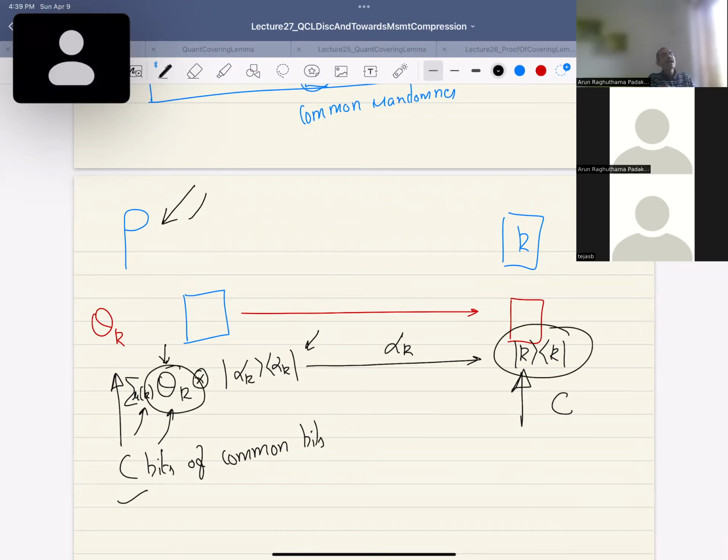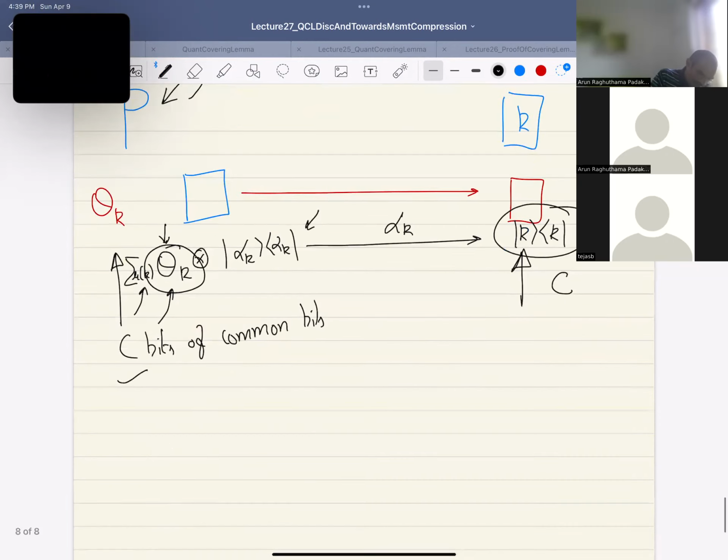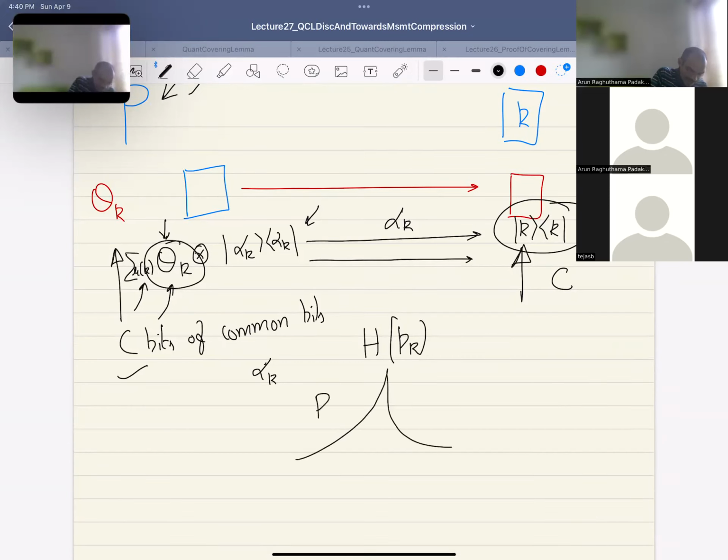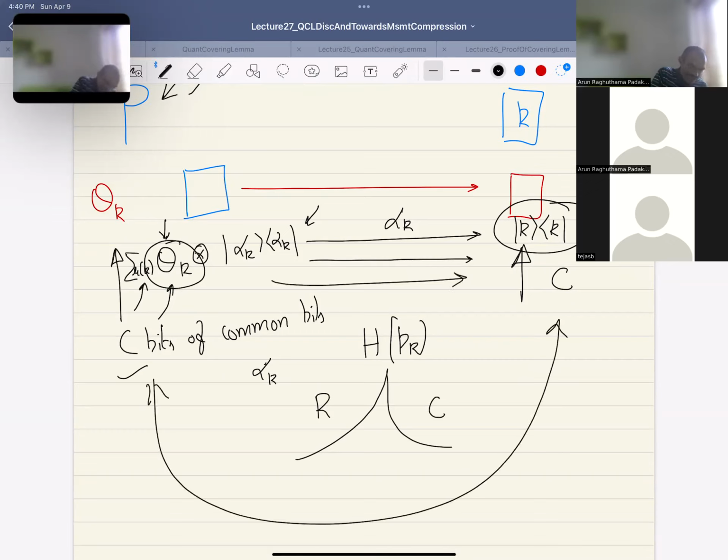Yeah, but still Alice is performing some other measurement. Why is it more useful to do some other measurement instead? Because alpha k could have a lower entropy, which means she will require a lesser number of bits to send it to Bob, right? So in some sense, this h of pk that was there previously, I have split into two parts, an r and a c. The c is coming from outside and the r is coming from inside.